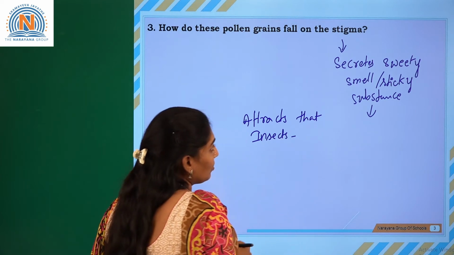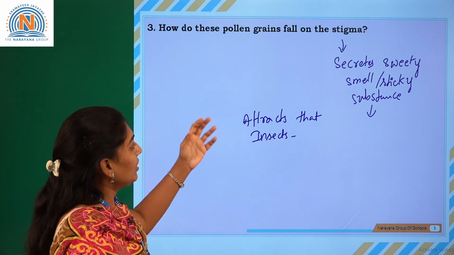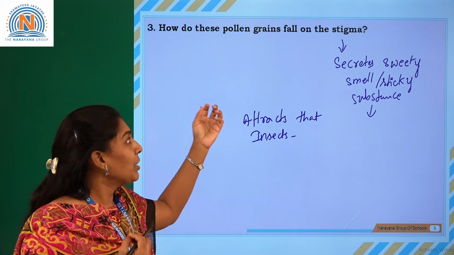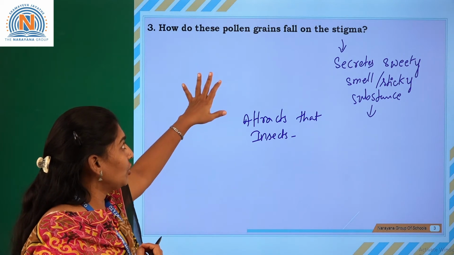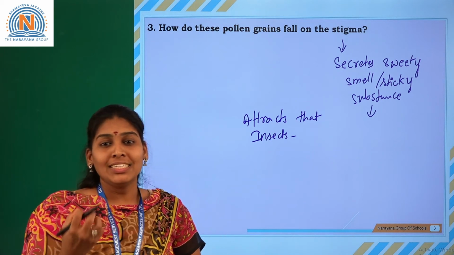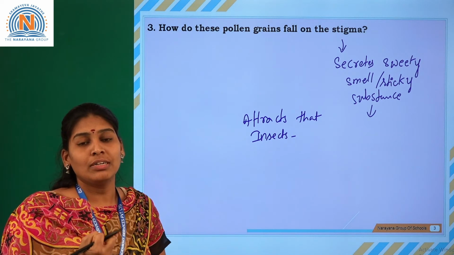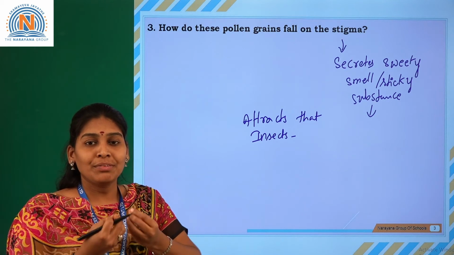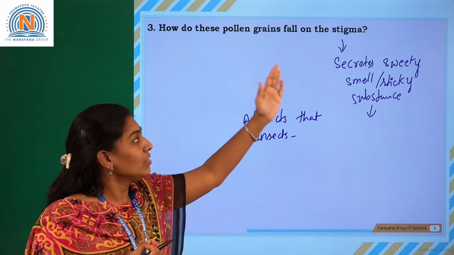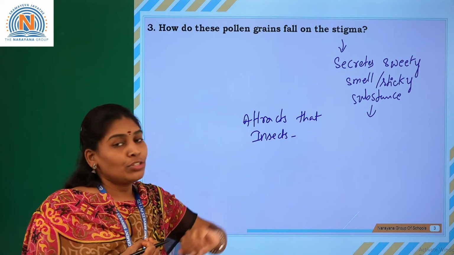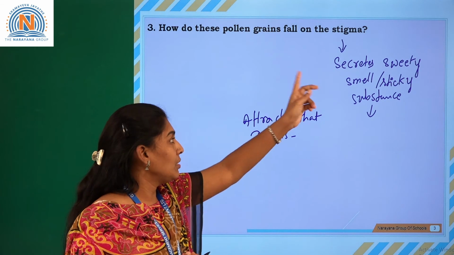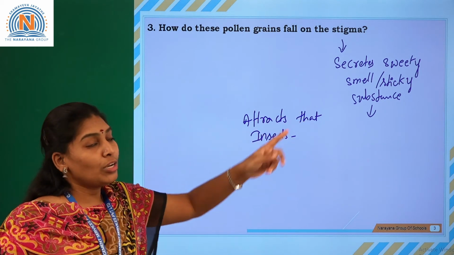So the insects will come, attracted by the flowers, which consist of very attractive petals. All these insects will come and collect the pollen grains, which get attached to their jointed legs, and then they transfer them to the stigma by the pollination process. How do these pollen grains fall on the stigma? By the insects, through the pollination process.